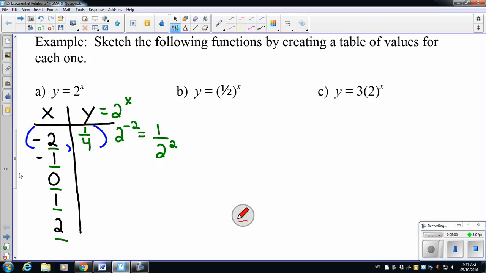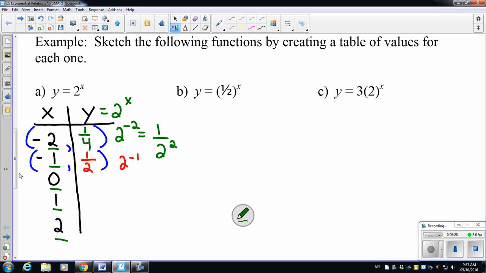And now I'm going to figure out the next one. So this time I take out the x and I put in negative 1. I know about negative exponents. It means I flip over the base and I make the exponent positive. And 2 to the exponent 1 is just 2. So there's my next point. I'm going over negative 1 and up half a space. And I'm going to keep doing that all the way through.